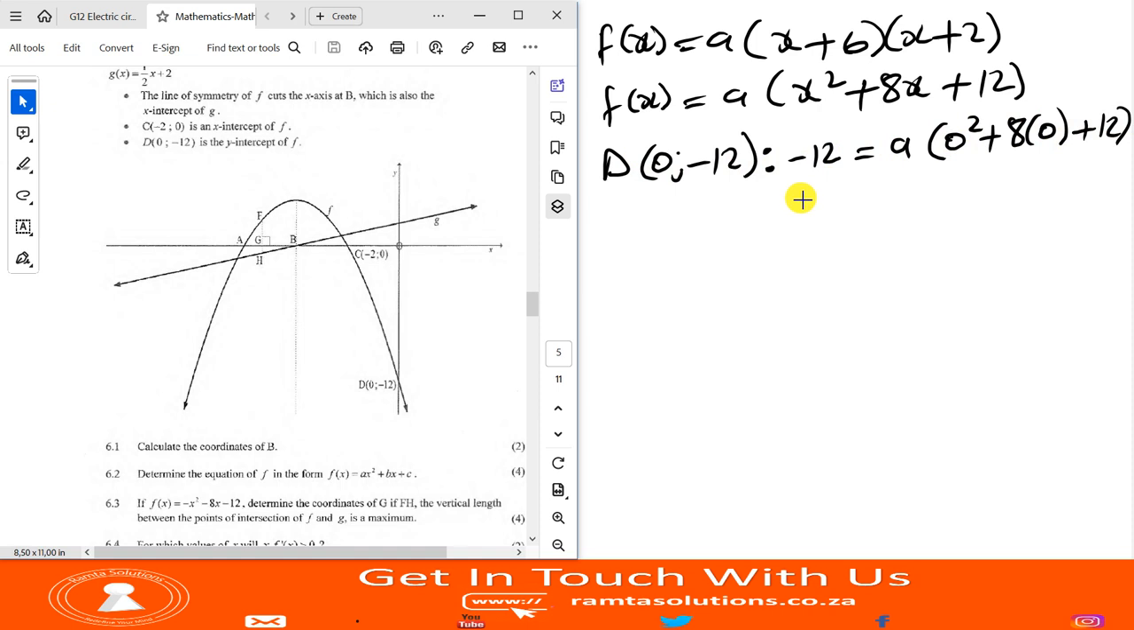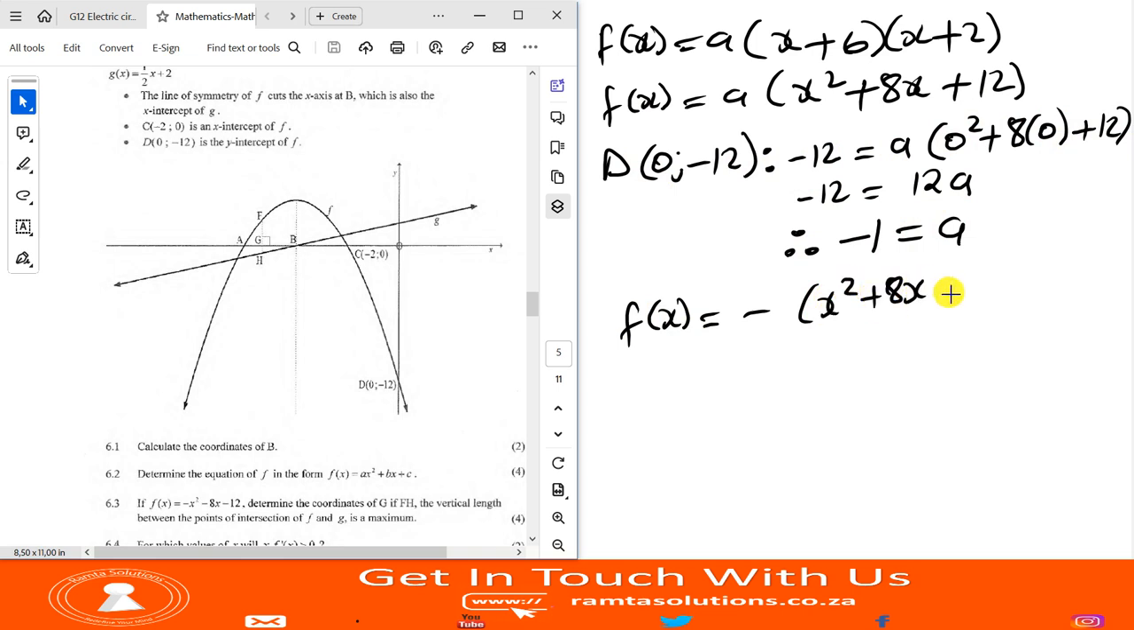Okay, so what is this? -12 equals 12a. Therefore, a equals -1. Substitute this value into this. Then what do you get? f of x equals negative into x squared plus 8x plus 12. Therefore, we can say f of x is -x squared minus 8x minus 12. Okay? So this is how you got your equation.